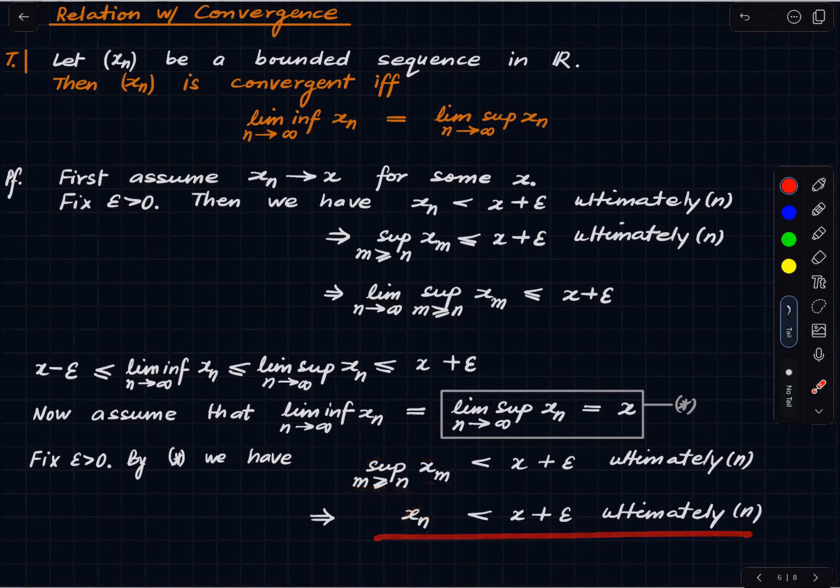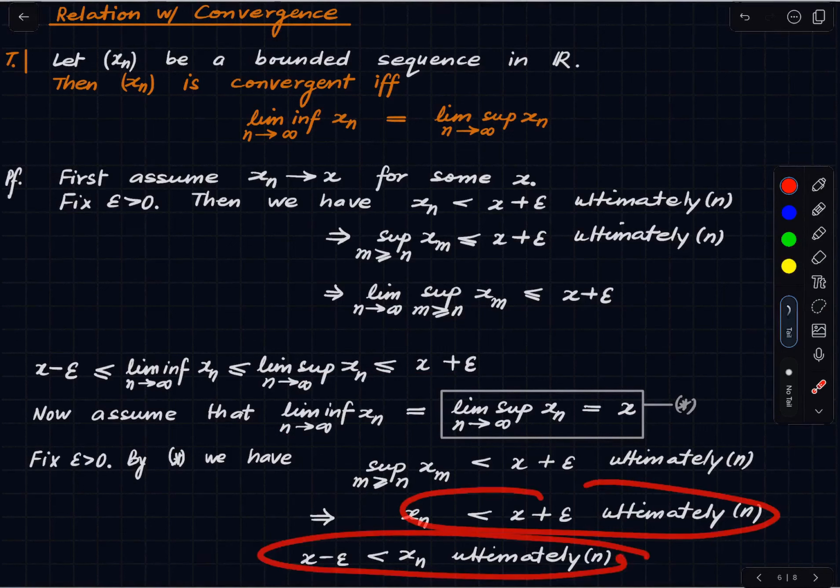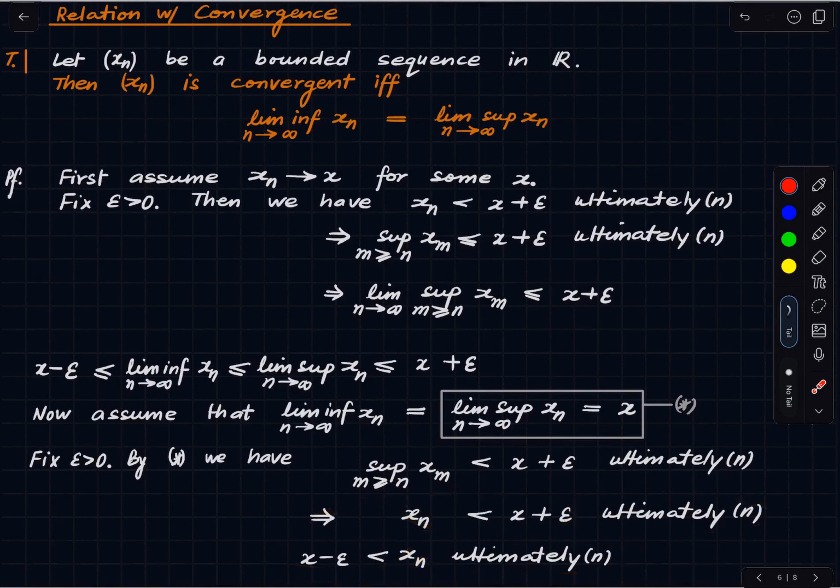So we have that, and similarly, if you exploit this other condition, you will see that this happens ultimately, and that establishes the convergence of the sequence xn. Because this happens ultimately and that happens ultimately implies that these two happen simultaneously ultimately, and that's it. That is true for each epsilon, and hence we have convergence of the sequence xn.